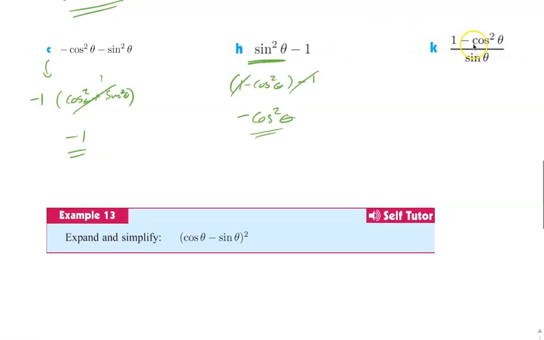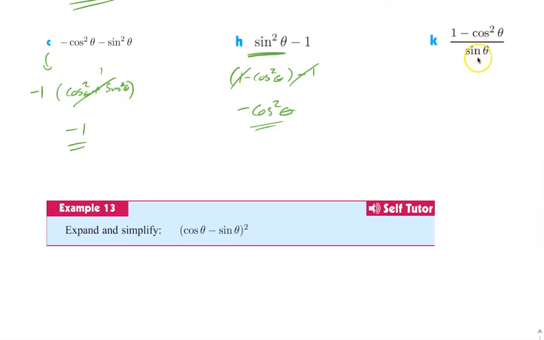On the next one, I get 1 minus cosine squared over sine. Remember what 1 minus cosine squared is? That is sine squared. So I get sine squared theta over sine theta, and that just reduces. You just get sine.